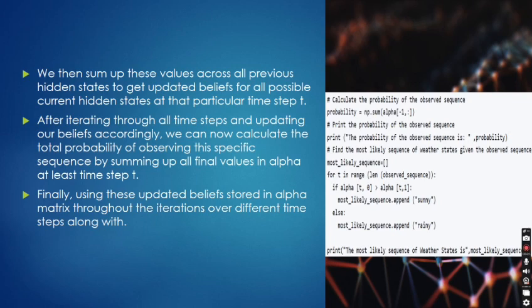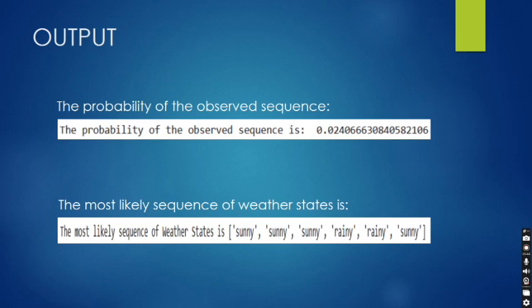After iterating through all time steps and updating our beliefs accordingly, we can now calculate the total probability of observing this specific sequence by summing up all final values in alpha at the last time step t. Finally, using the updated beliefs stored in the alpha matrix throughout the iterations over different time steps.